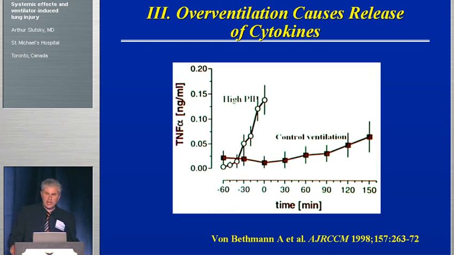This is from a study by von Bethmann and colleagues, Stefan Uhlig's group. This is an isolated, perfused mouse model, and they ventilate over time from 0 to 150 minutes. This is TNF in the perfusate, so it's what's coming out of the lung. You can see that with controlled ventilation, there's no big difference. With high peak inspiratory pressure, there's a marked increase in TNF. So again, a few minutes of ventilation can cause release of inflammatory mediators into the systemic circulation.